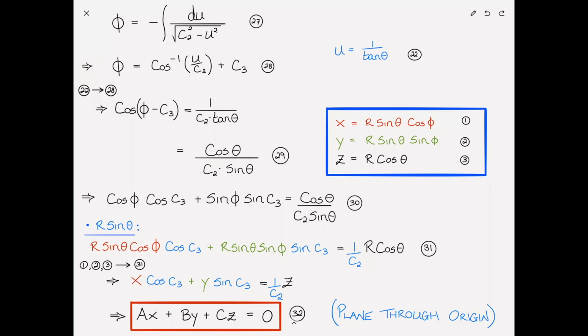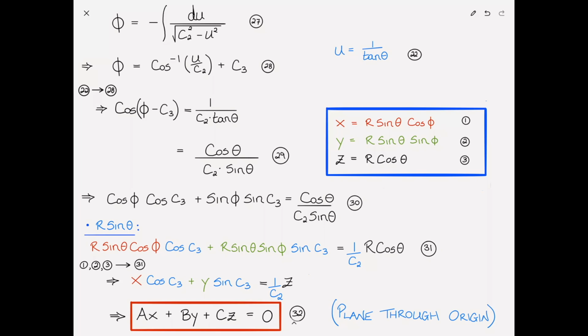Notice we've got 2 unknown constants, C3 and C2. We're given 2 points in general, point P and Q. And by applying the known x, y, and z values for points P and points Q, we get 2 equations that can be solved simultaneously for C1 and C2. If we did that, then we would end up with the equation of a plane that went through the origin as well as the 2 points in question.